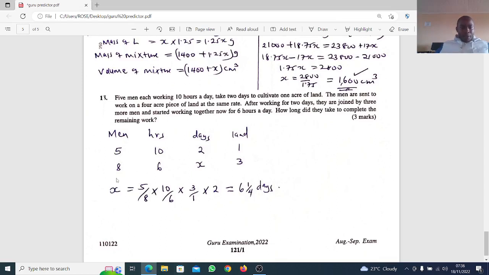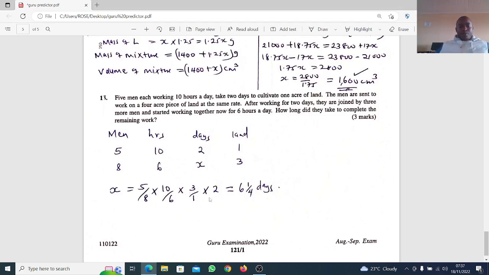I forget about men. I think about hours. I don't want to know what it is dealing with, but I ask myself, whatever is being done in 10 hours is done in 2 days. So 6 hours. If 10 hours is 2 days, 6 hours, which is less, will automatically be more days. So it is more over less, which is 10 over 6.